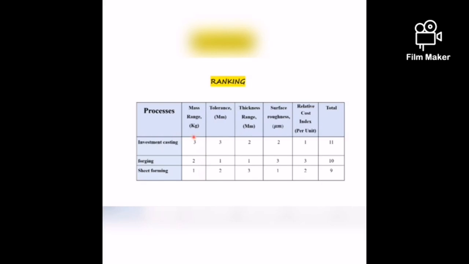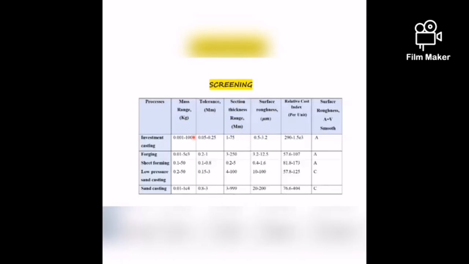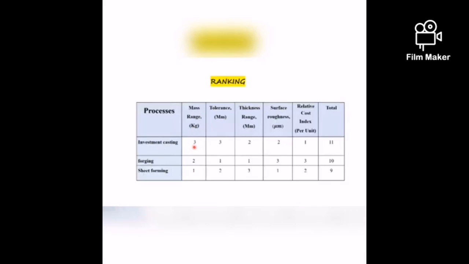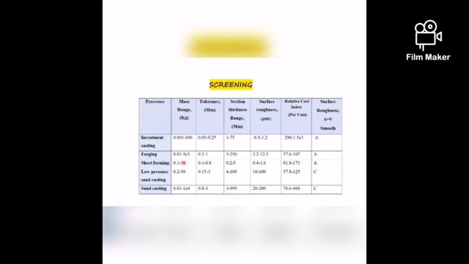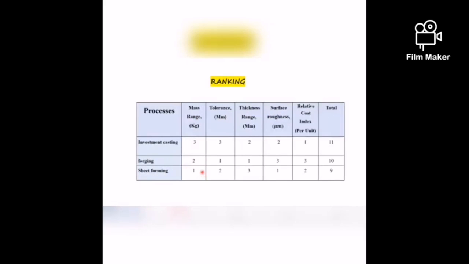For example, for the titanium alloy, we want the low mass range. Therefore, we look at the screening process. The lowest is investment casting, so it ranks 3, and the highest mass range is shape forming, so it ranks 1. And the ranking process performed for the next table is the same.